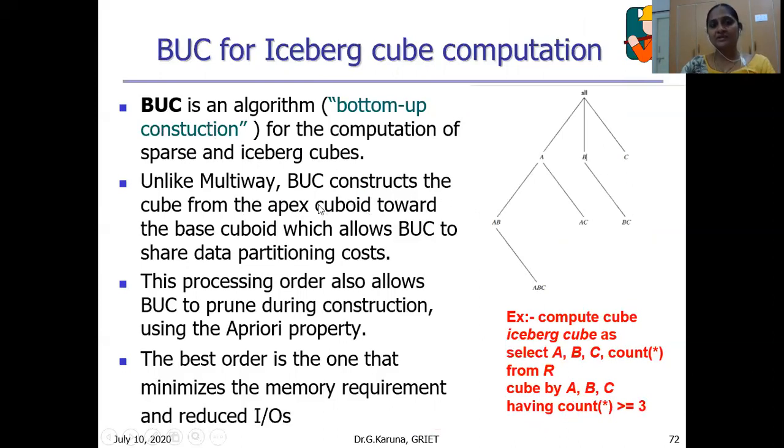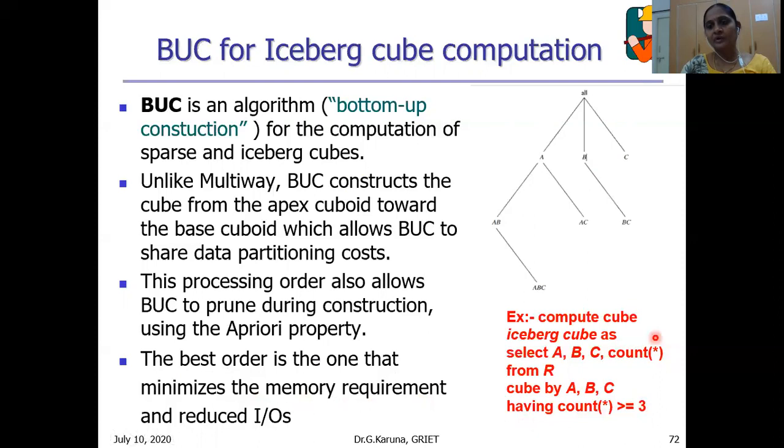Unlike multi-way, BUC constructs the cube from the apex cuboid towards the base cuboid. So starting from the apex and going towards the base cuboid, whatever required dimensions will be considered from the apex to the base cuboid. The processing order also allows BUC to prune during construction. During this construction, it applies pruning methods using the a priori property. The best order is the one that minimizes the memory requirement and reduces the input outputs.